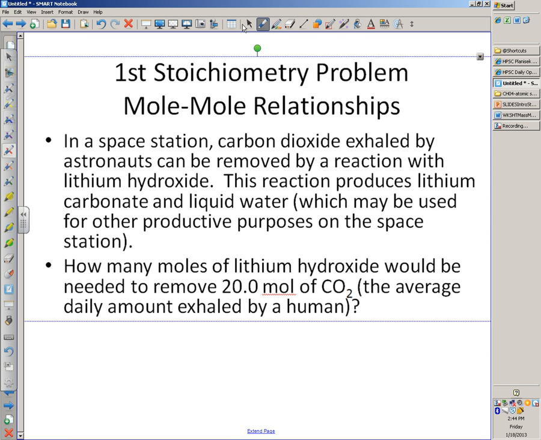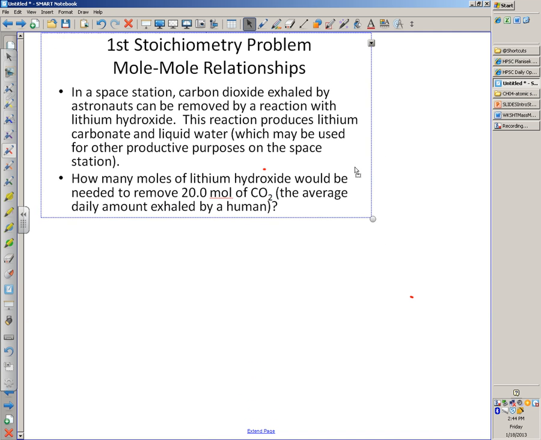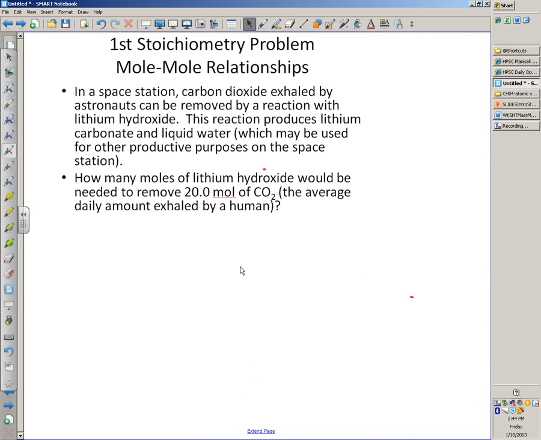All right, so here's our first stoichiometry problem. Let's shrink this down a little bit so we got some room to write. Okay, it says, in a space station, carbon dioxide exhaled by astronauts can be removed by a reaction with lithium hydroxide. This reaction produces lithium carbonate in liquid water. Okay, so here's problem number 1. It says, how many moles of lithium hydroxide would be needed to remove 20 moles of CO2, which is the average daily amount exhaled by a human?